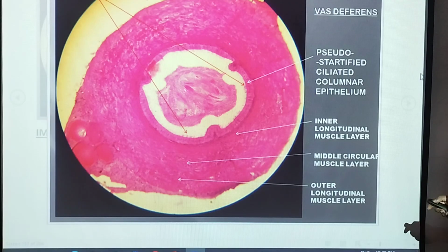So this is how you identify a slide of vas deferens or ductus deferens.